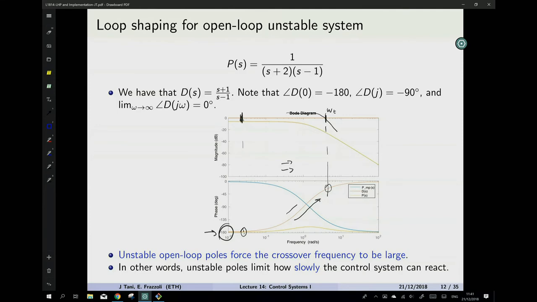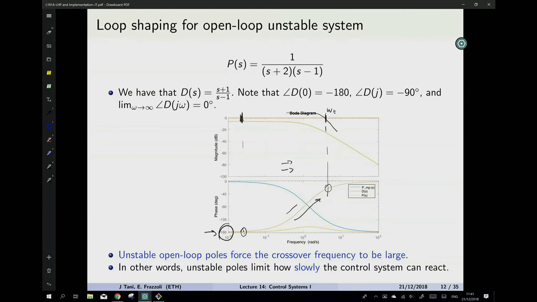So what does it mean at the end of the day? It means that unstable open loop poles limit how slowly your controller can react. It's exactly the opposite effect of a non-minimum phase zero. So now try to imagine a plant where you have both. You have an open loop unstable pole and a non-minimum phase zero. Now you must put your crossover frequency in a very tight frequency domain. And that might be tough. That's where the challenge of designing a control system comes from.